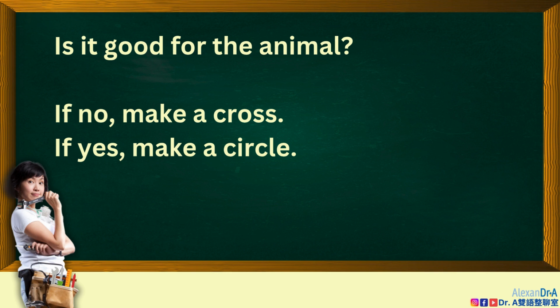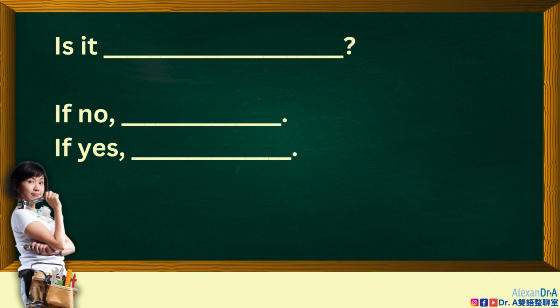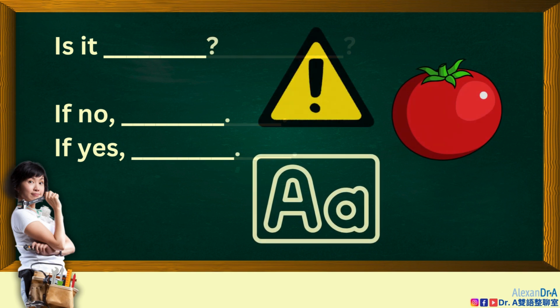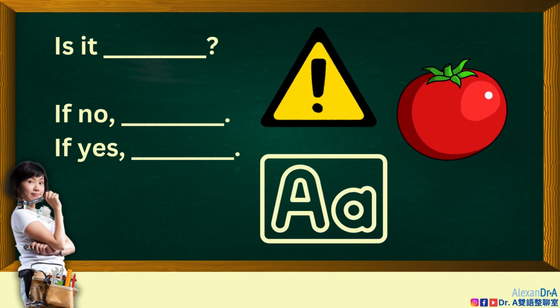Exactly. And that's the key to recycling it. How so? Because that structure, simple question, plus if no, action A. If yes, action B can be used for any true, false, or yes, no type activity. Oh, right, you just change the question part. Precisely. You recycle the instructional format, so next time it could be, is it safe to touch? If no, make a cross. If yes, make a circle.